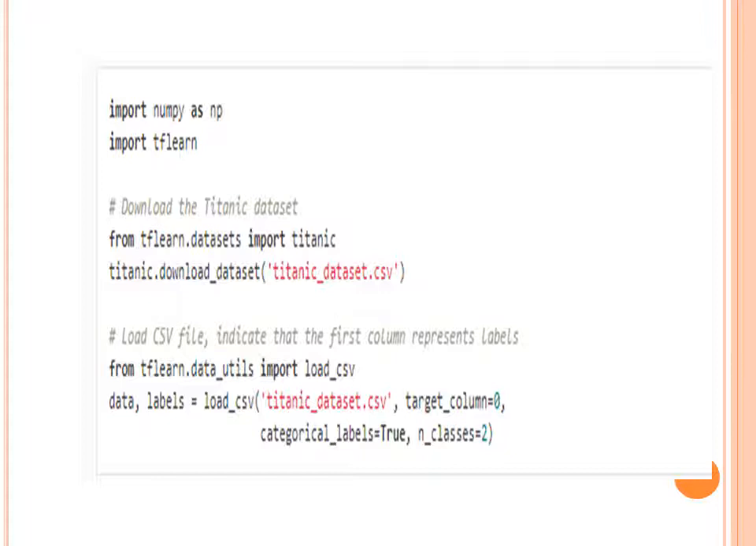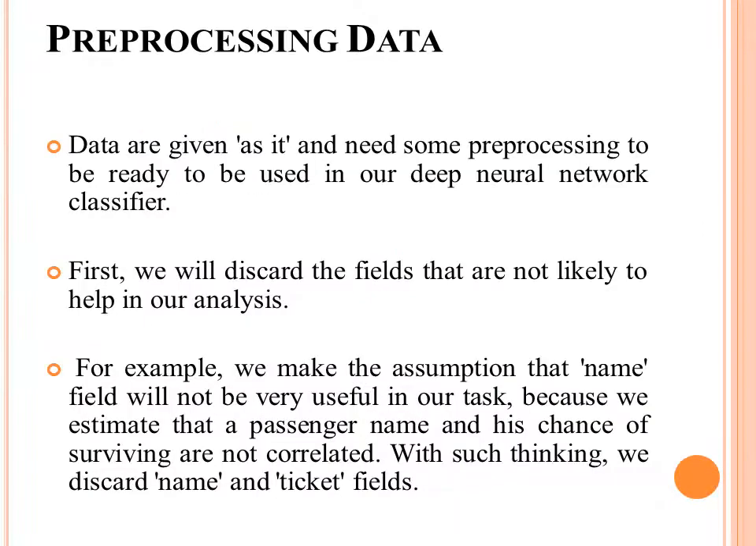Now we have to load the csv file, and indicate that the first column represents the label. We have to write the code like from tflearn.data_utils import load_csv; data, labels equal to load_csv, which contains arguments titanic_dataset.csv, comma, target_column equal to 0, comma, categorical_labels equal to True, and n_classes equal to 2.